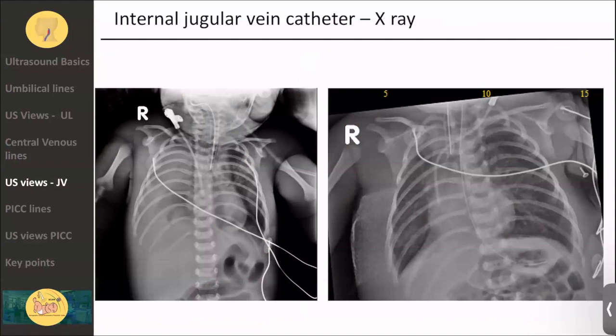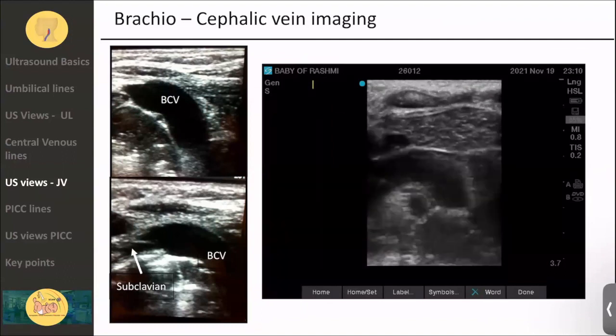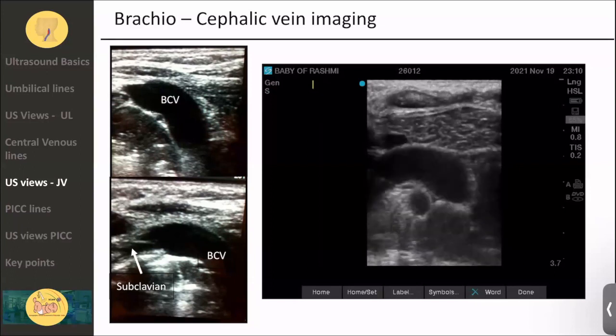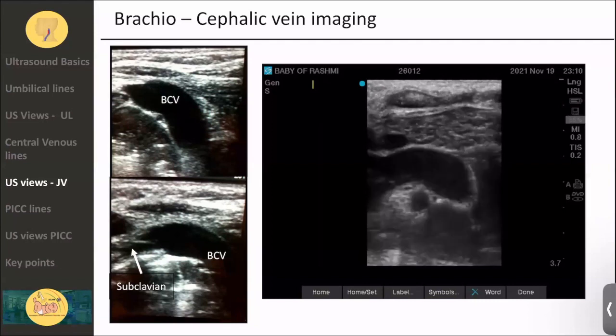And if you want to do an X-ray, you do an X-ray. But even if we put the shortest 4 centimeter line, many a time it is in the RA. Why? Because the length from the neck to the RA is very, very short. There is another approach, because the longitudinal approach in the neck is not possible. This is called the supraclavicular approach, where the brachiocephalic vein is being cannulated.